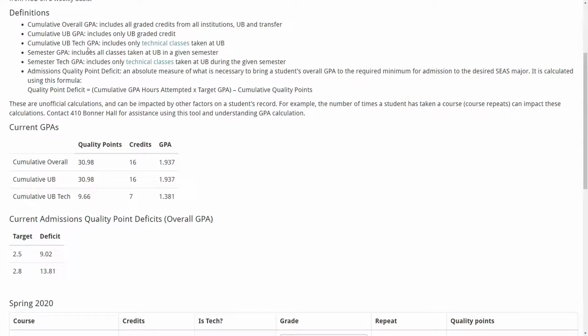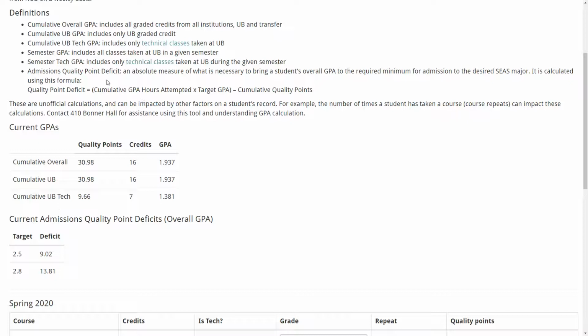The cumulative UB technical GPA includes only technical classes taken at UB. The semester GPA includes all classes taken at UB in a given semester, and the semester technical GPA includes only technical classes taken at UB during the given semester.